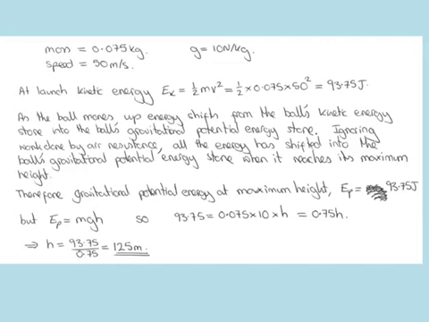Okay, the idea in this one was that you could calculate its launch kinetic energy, which when you substitute the numbers in, you get as 93.75 joules. And then when it reaches its maximum height, all of that energy will have transferred to gravitational potential energy. So we know at the end, the gravitational potential energy is 93.75 joules. And therefore, we can rearrange the gravitational potential equation to calculate the height that it gets to, which should come out at 125 meters.